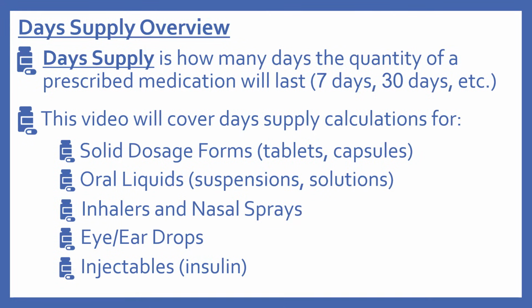So first we'll just have an overview of days supply. Days supply is basically just how many days the quantity of a prescribed medication will last. Like for example, 7 days, 30 days, etc. And this video will cover days supply calculations for solid dosage forms. This includes tablets and capsules, oral liquids such as suspensions and solutions, inhalers and nasal sprays, eye and ear drops, and injectables. We'll be focusing on insulin.